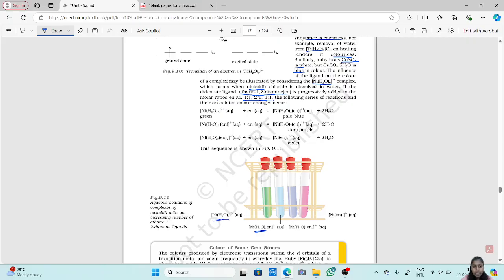So nickel aqueous is green in color. The moment I add one en molecule to it, it becomes bluish in color. The moment I add 2 en molecules, it becomes purplish in color, and the moment I add 3 en molecules, it becomes pinkish in color. So the color changes the moment I change the ligands or the amount of ligands. These are the reactions.